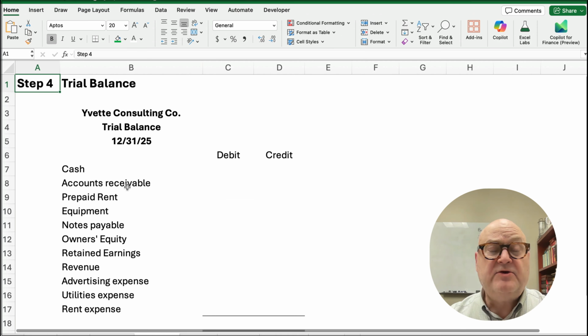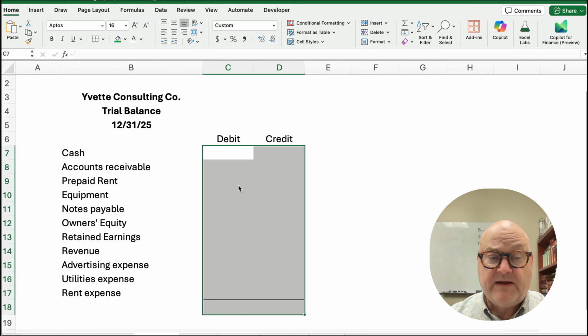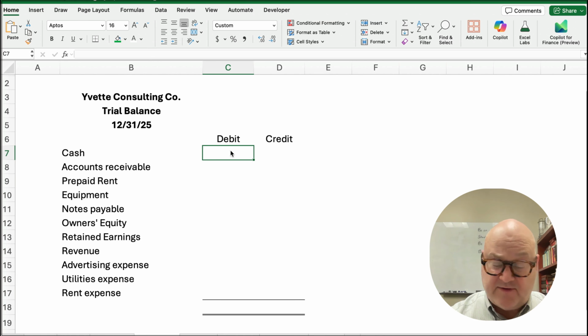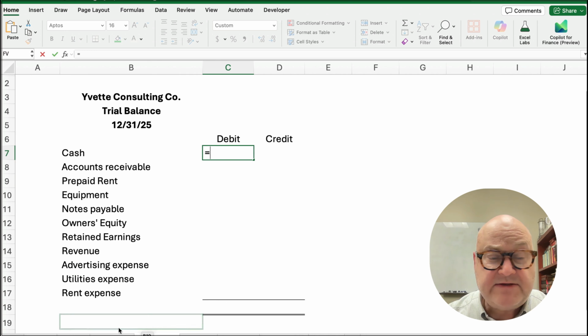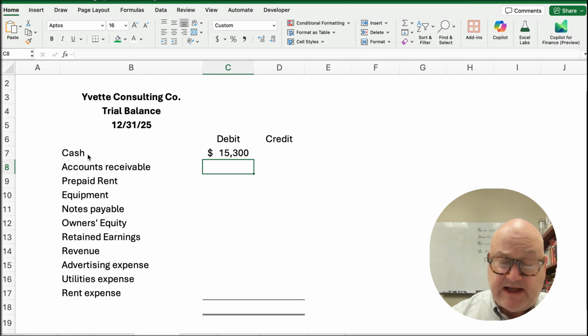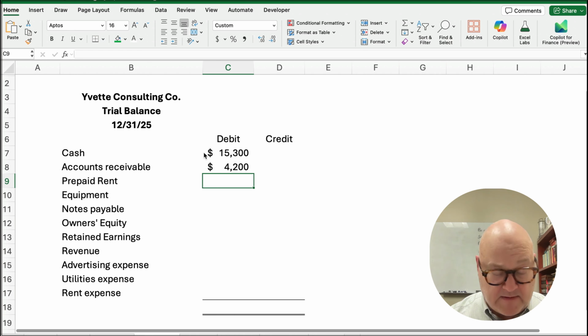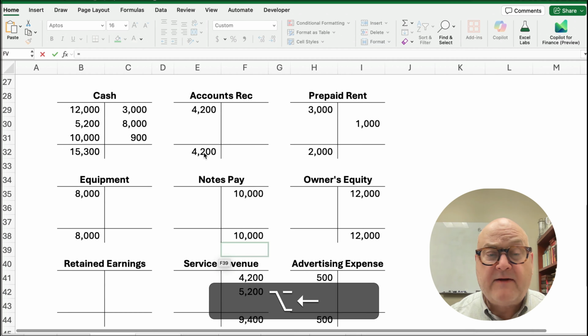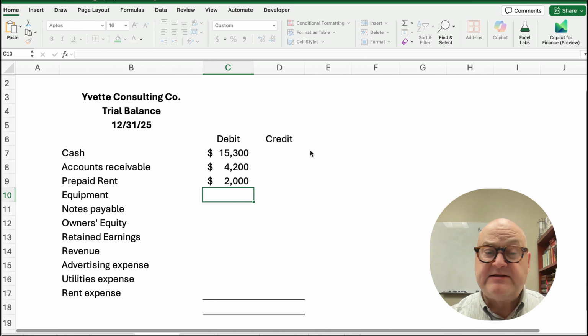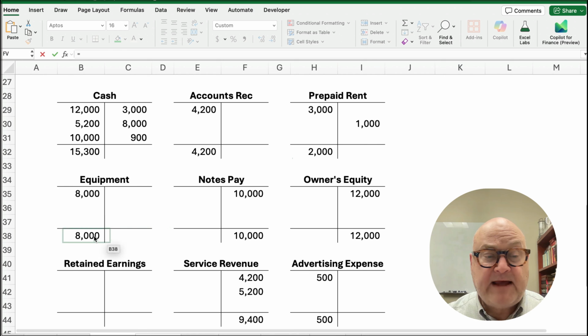Now, we need to do a trial balance. We need to figure out, do all the debits and all the credits equal? So let's start with all these accounts and let's plug it in. So we have cash. Our cash is going to be $15,300. Our accounts receivable is going to be $4,200. Our prepaid rent is $2,000. It's not $3,000. At the end of December, we've used up 1 month, so now the prepaid rent is only $2,000. Our equipment is going to be $8,000.